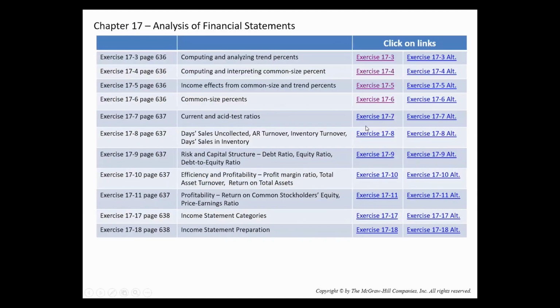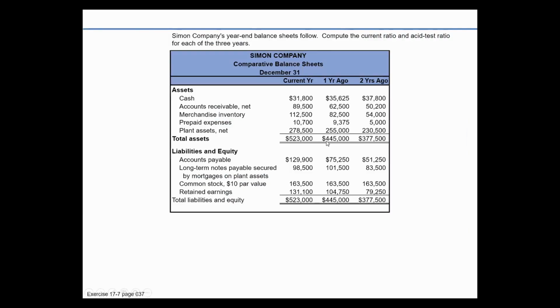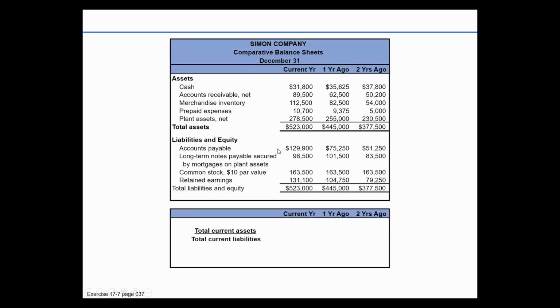How to do the current and acid test ratios. So Simon Company's year-end balance sheet follows. Compute the current ratio and the acid test ratio for each of the following 3 years. And so they give you the comparative balance sheet. And so remember that the ratio is going to be the total current assets divided by the total current liabilities.